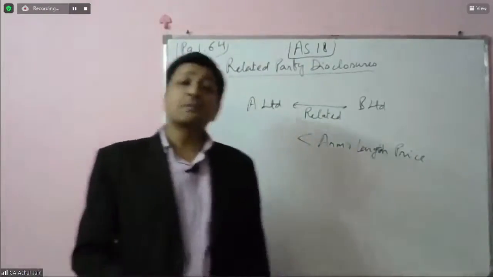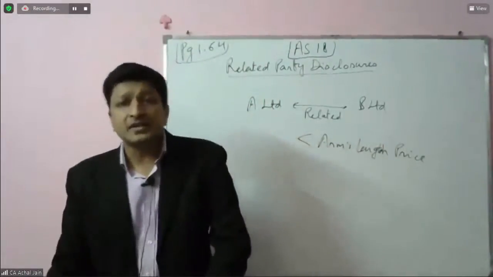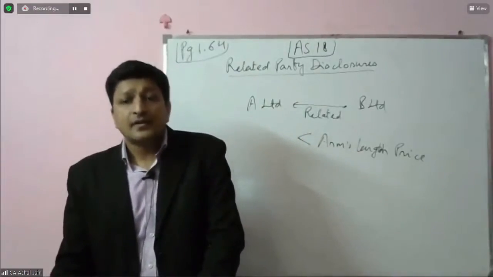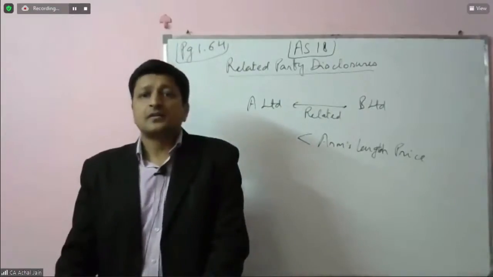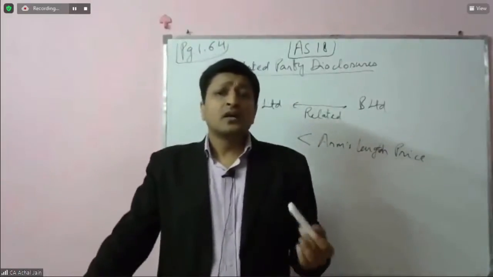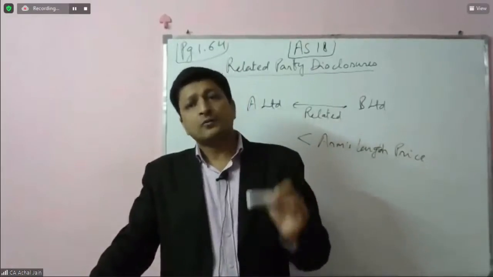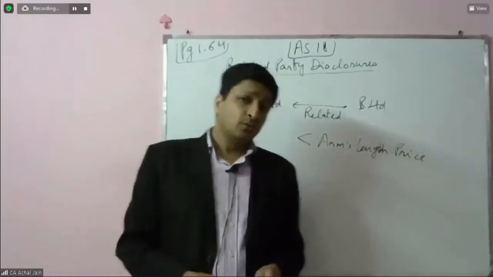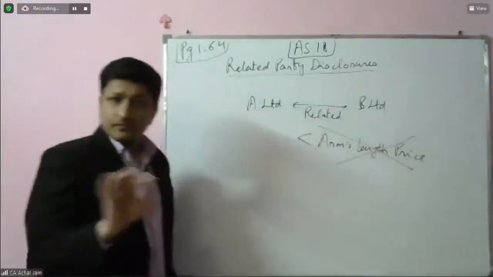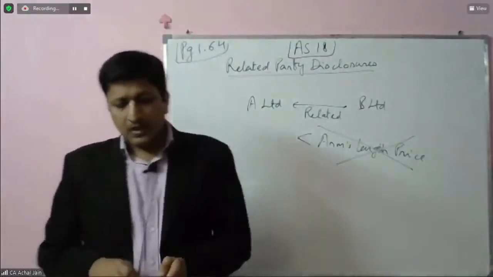Why? Because it's important for the users of the financial statements to know the volume of the transactions which the entity would have carried out during the year with its related parties. It becomes important for the users of the financial statements to know about it. So that's why this is required to be disclosed. But nowhere does this standard talk about any of this pricing. This standard will not talk about this pricing at all. Clear? Clear on this?